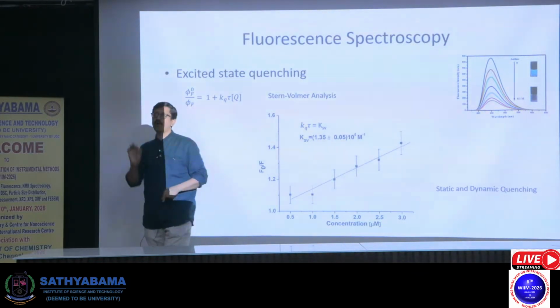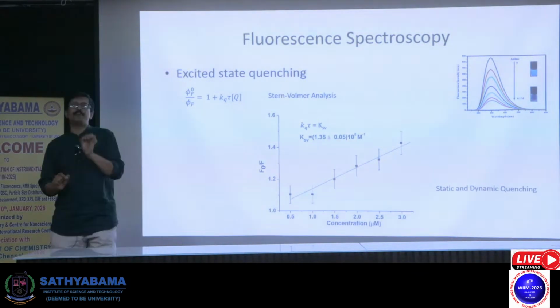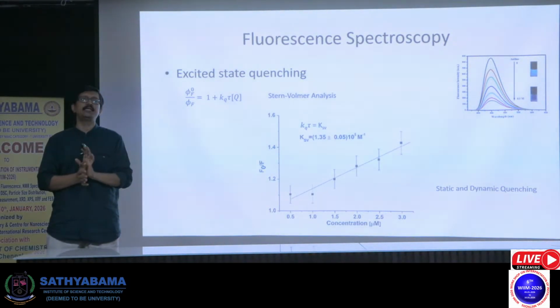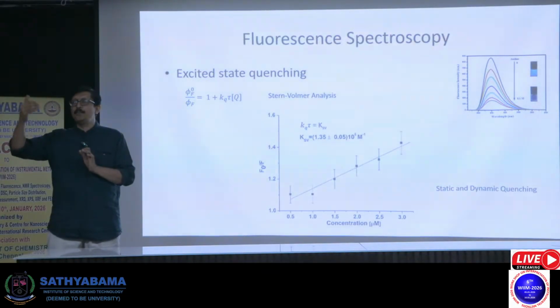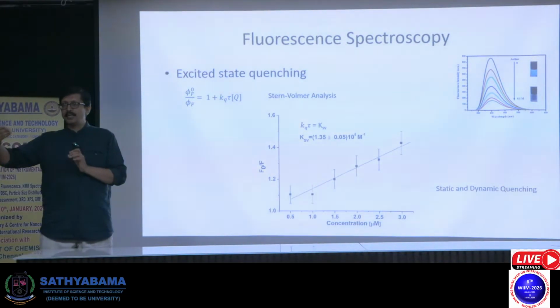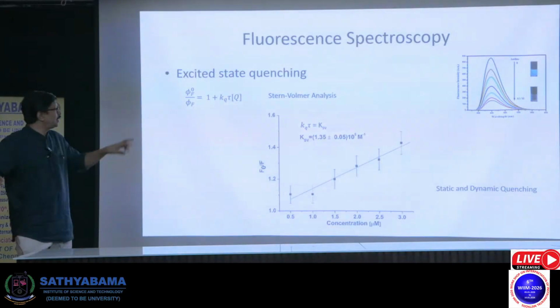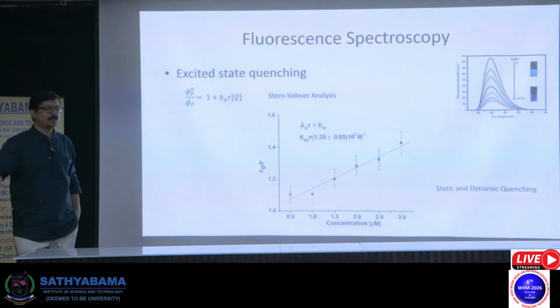kQ is the quenching constant. That means how effectively the external species is decreasing the intensity of the fluorophore. So we can quantitatively measure the impact of an external substance on the emission quenching process. That is the idea of a Stern-Volmer plot.